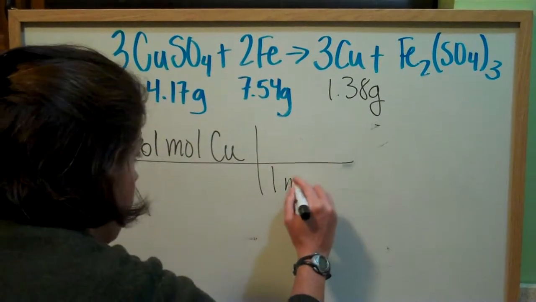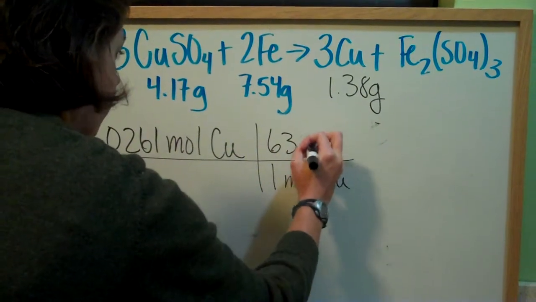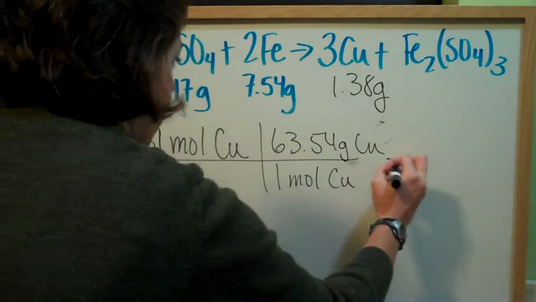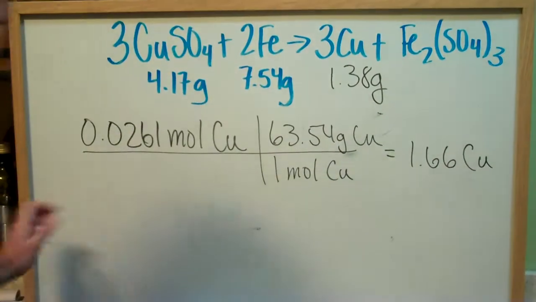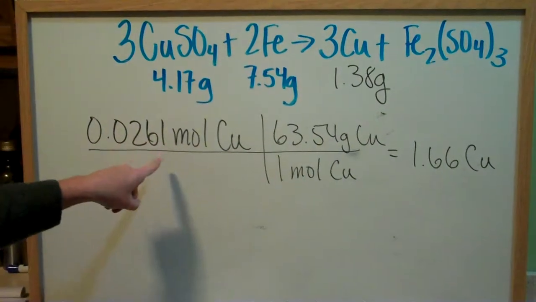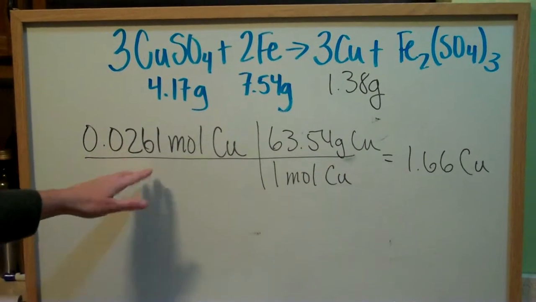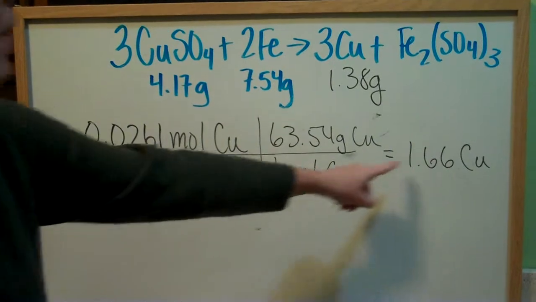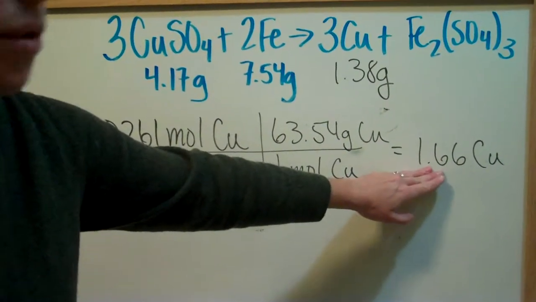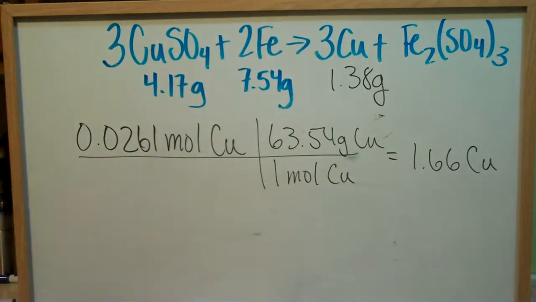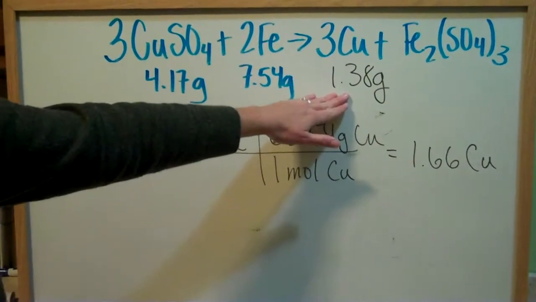This is where we go to the periodic table and we realize that 1 mole of copper is 63.54 grams of copper. And then when we do the math, we realize that we get 1.66 grams of copper. If you're curious how I got this number, you need to watch the first video in the series called Determining the Limiting Reactant. This number came from the periodic table. When I do the math, I realized that on paper I should get 1.66 grams of copper. But in reality that doesn't happen. In the lab I got 1.38 grams of copper.